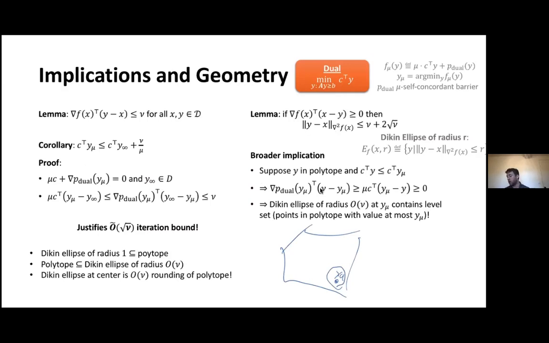And if we look at all the level set, so we look at all of these points that have value at most y of mu, that's in the Dikin ellipse where we scale it up by a factor of O of nu. So as we run the interior point method, we're maintaining this property that the Dikin ellipse is inside the polytope. It gives us a region we can move in. And this region we can move in is not too much smaller than the region that contains opt. And this property is maintained as we run the interior point method.